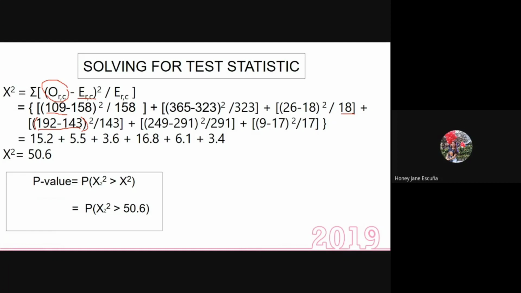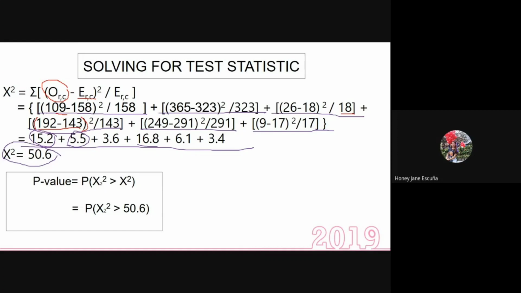So our answers for these are 15.2, 5.5, 3.6, 16.8, 6.1, and the last one is 3.4. So if we total all of these, we get 50.6 for our test statistic.